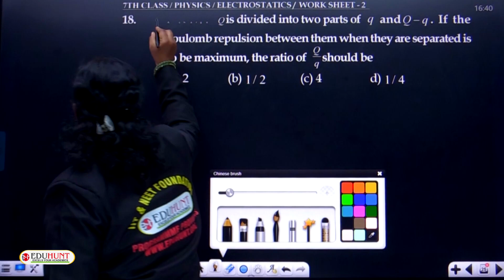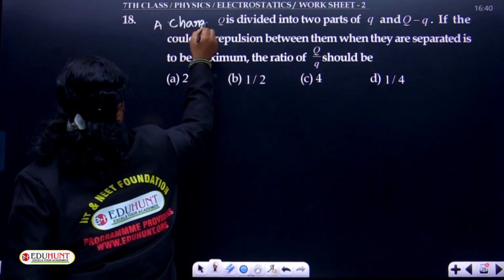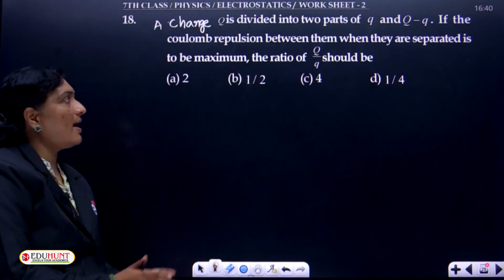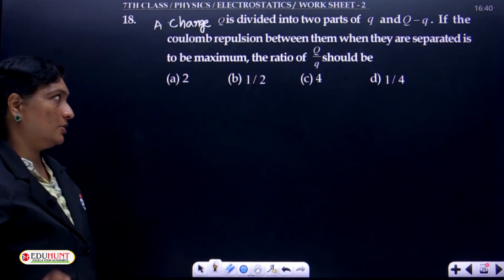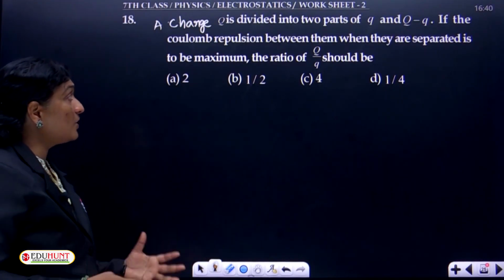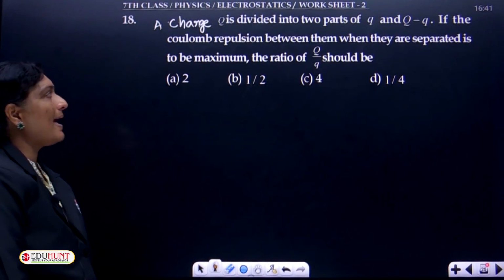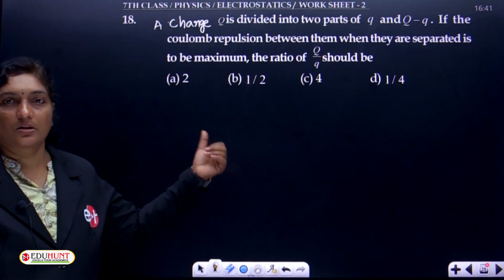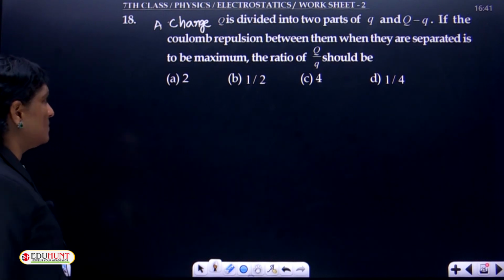Let me move on to the next question. A charge Q is divided into two parts. One is small q, the other is Q minus q. If the Coulomb repulsion between them is maximum when they are separated, find the ratio of q by Q. We have already solved this in our previous problem, but still let us try to find out the same.